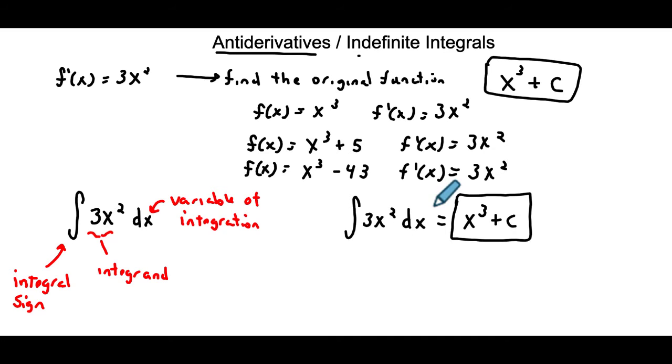And that is the process. So this integral sign here is our direction. It tells us to find the original function whose derivative is the integrand. So let's do some examples. Let's say we're given the integral of x cubed dx. So this means I want to find the function whose derivative is x cubed.